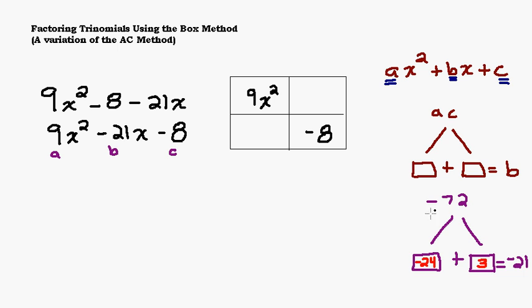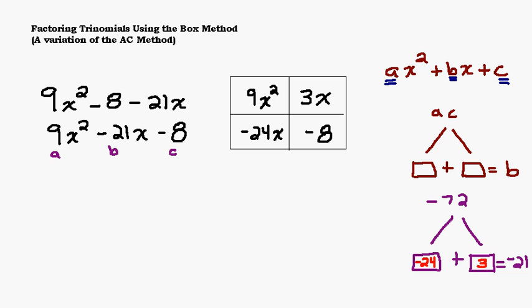Now, after you do this little triangle step and you come up with your negative 24 and your 3, what you do is you put those in the other two boxes, and it doesn't matter what order you put them in. You could put them either way, and you put an x term on them. Okay, so I have my x squared term here and my negative 8 here. I'm going to take my negative 21x and I'm going to split it up into negative 24x and 3x, and I'm going to put those in these boxes. So I'm going to put my 3x here and my negative 24x here. And like I said, you could switch these and it wouldn't matter.